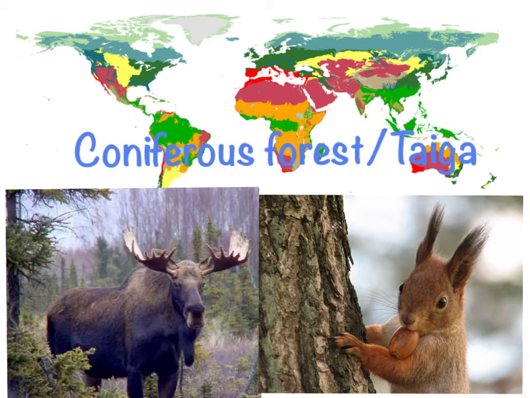Coniferous forests, or the taiga, are dominated by conifer trees like the pine tree. They can be found here and here on your map. Two of the animals that are common here are the squirrel and the moose.